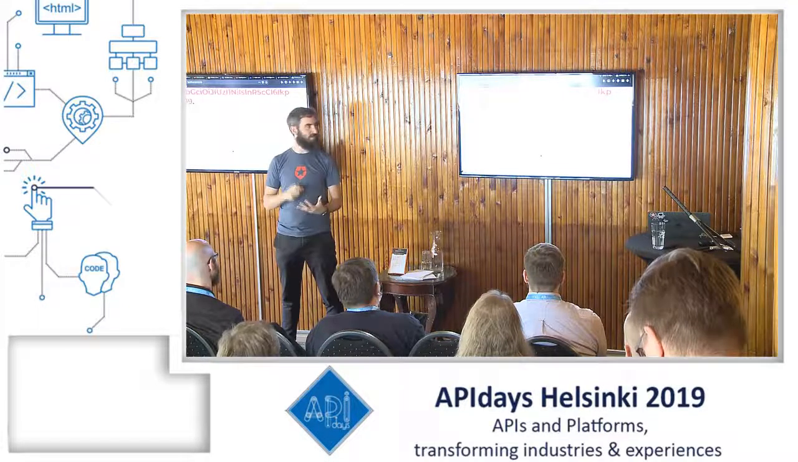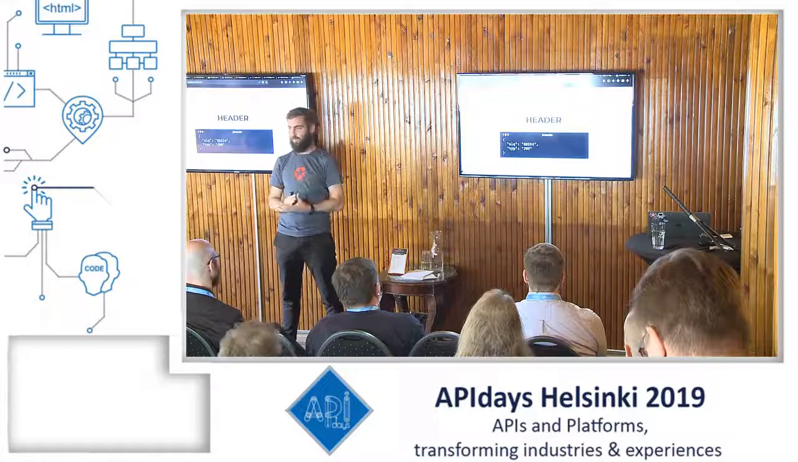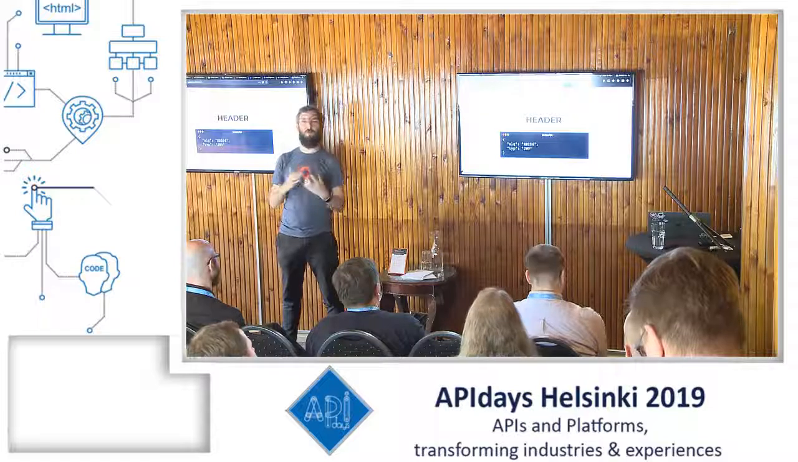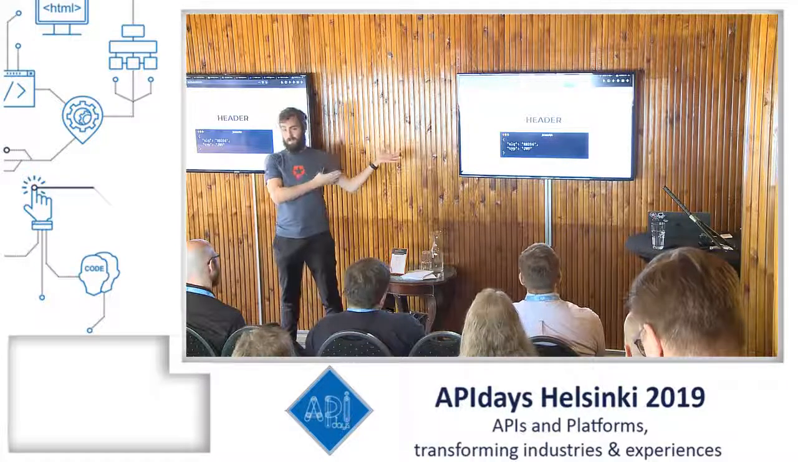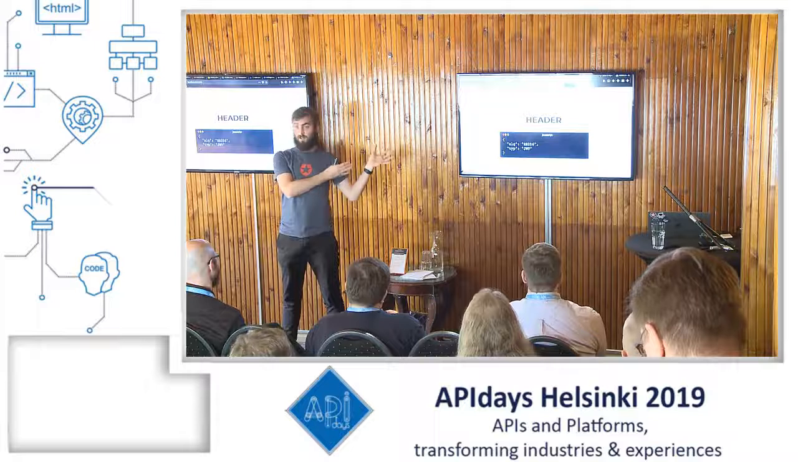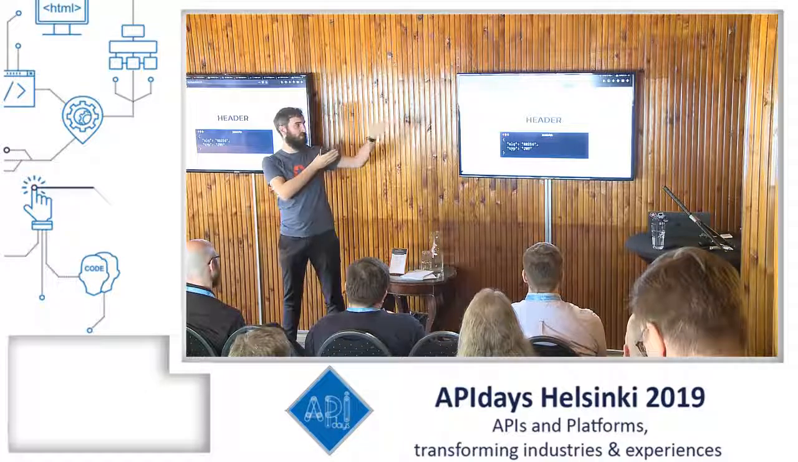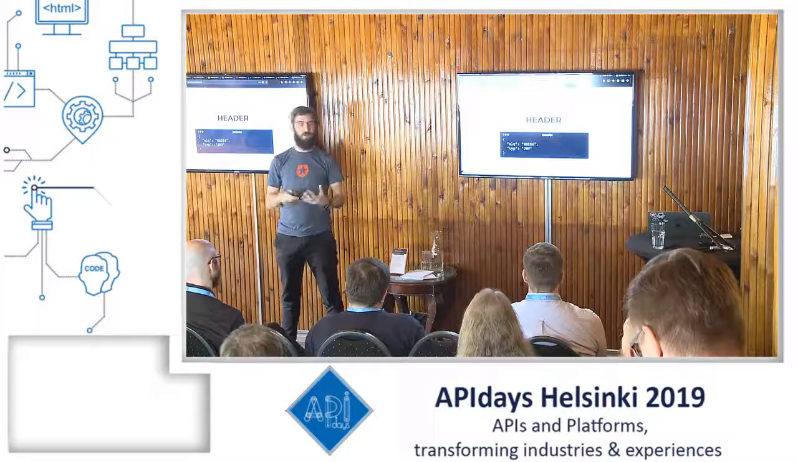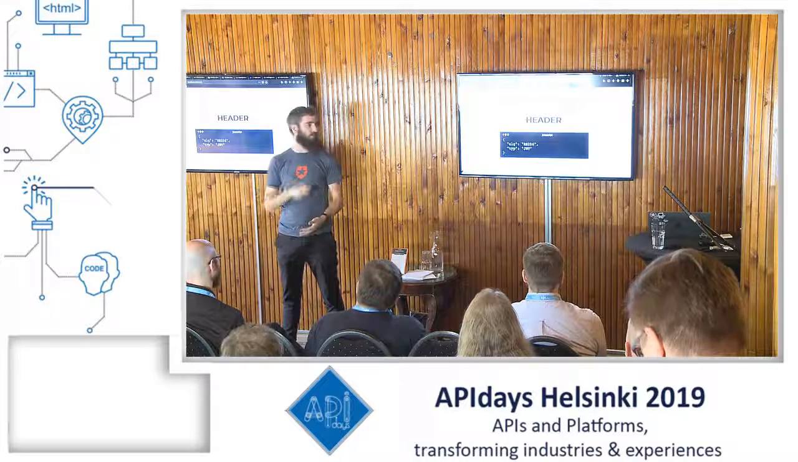So to get started, the first part of a JSON web token is called the header. This is basically just a Base64 encoded JSON object, which contains some more information about the token itself. The type, it's a JSON web token. The algorithm that has been used to sign the token is HS256 in this example. So it's just a Base64 of a JSON object.